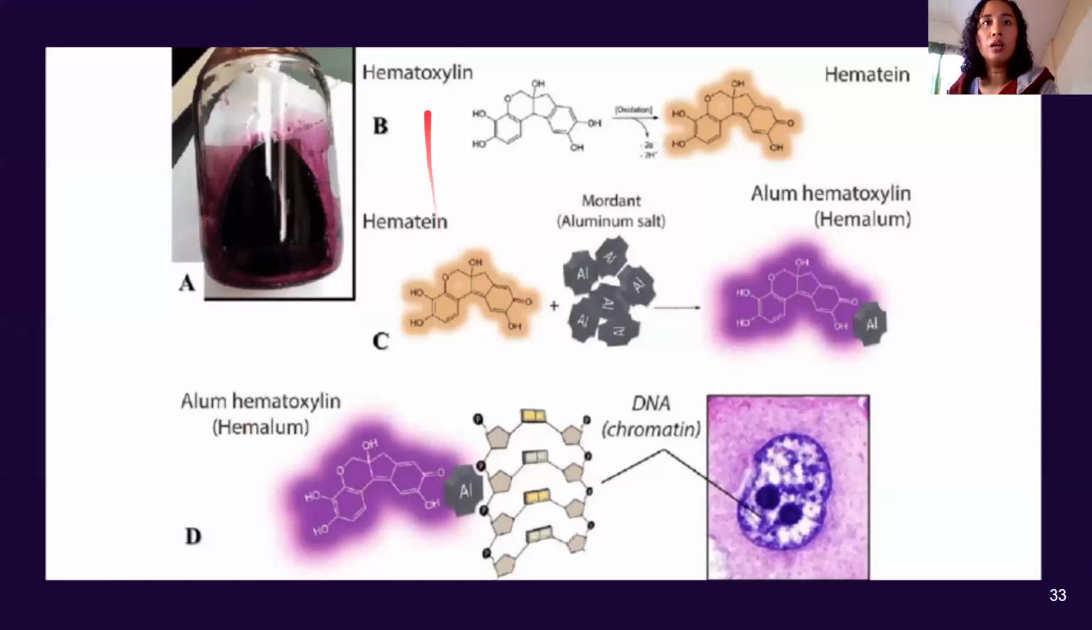So, review lang. For hematoxylin to be converted to hematin, kailangan ng oxidation or ripening. Okay? And class, para mas mapakulay pa yung hematin, kailangan mag-add ng mordant. Para makagawa ng alum hematoxylin. So, kunyari, potassium alum, alum hematoxylin. Tapos, it can now bind to your DNA, because it's a nuclear stain.